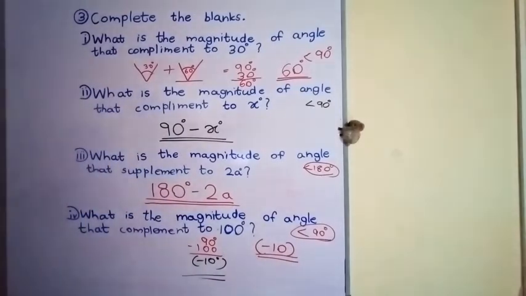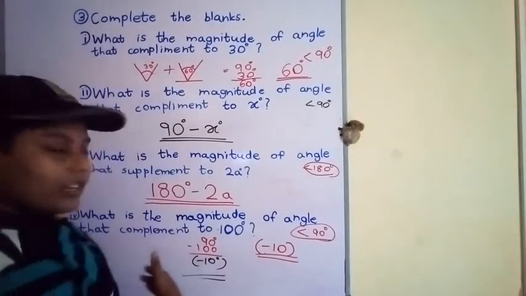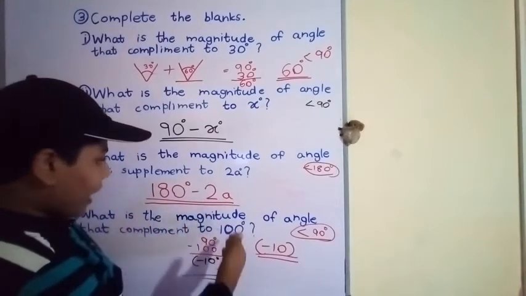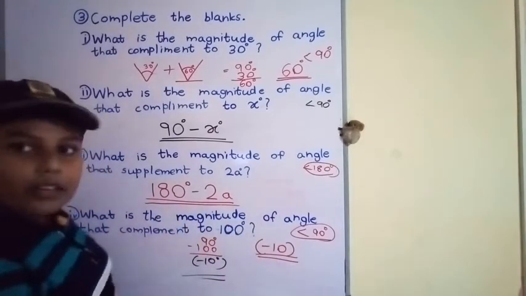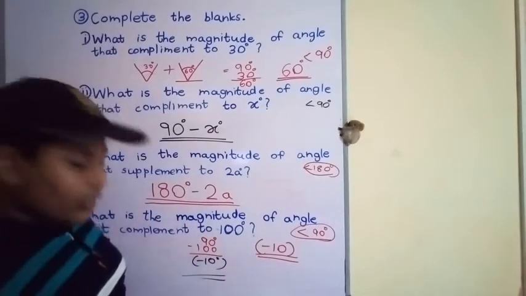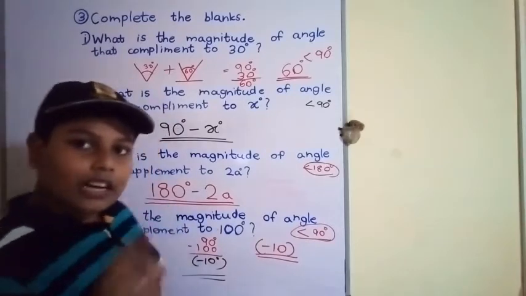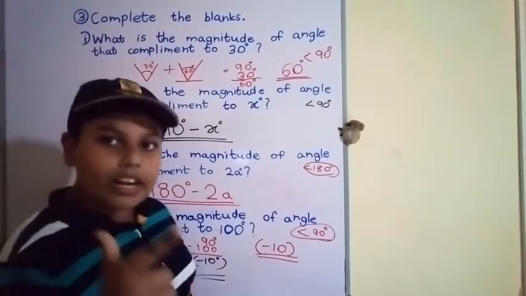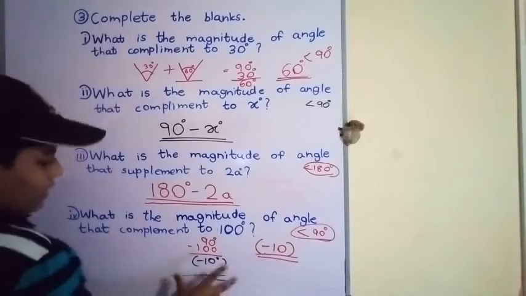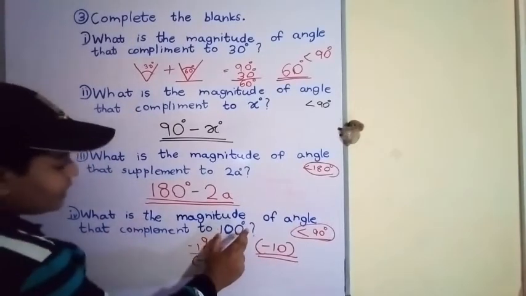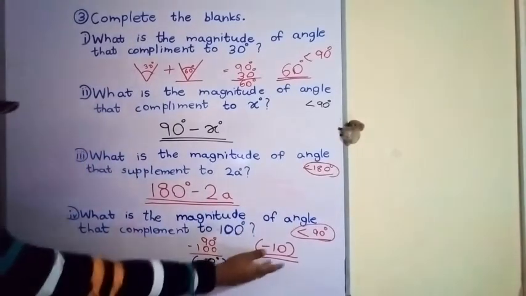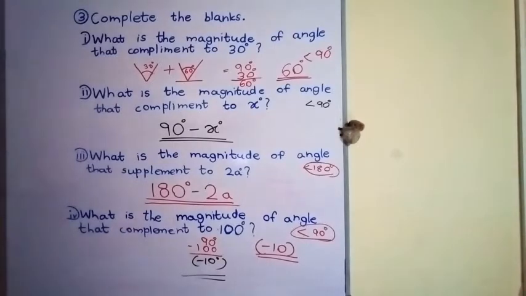If you have a question like: what is the magnitude of the angle that is the supplement to 200? You subtract 200 from 180, and you have the answer minus 20. Now the answer is like this.